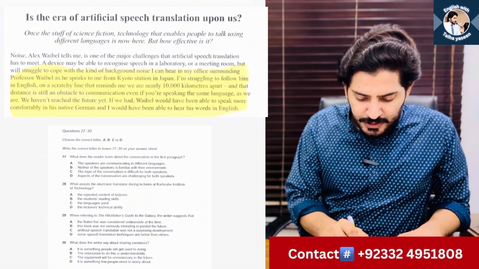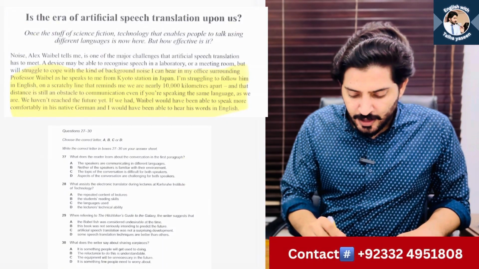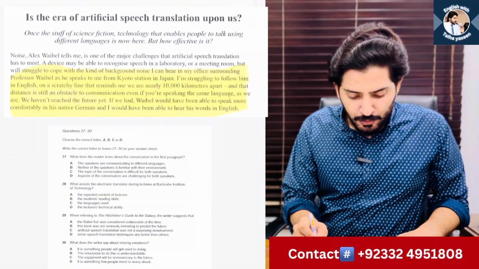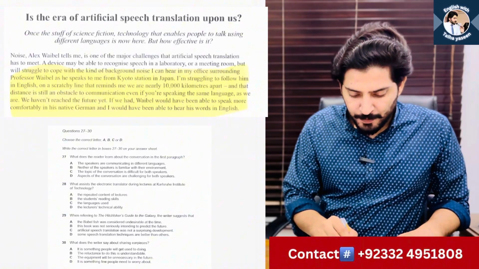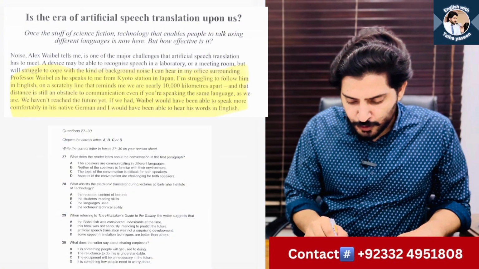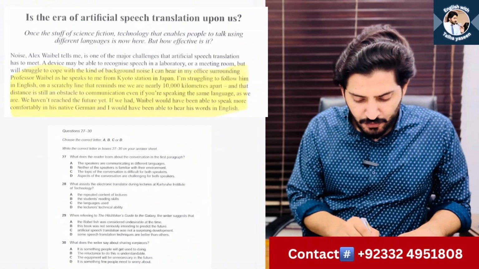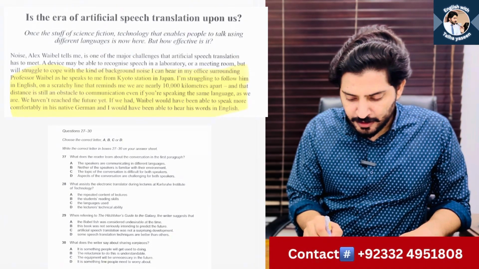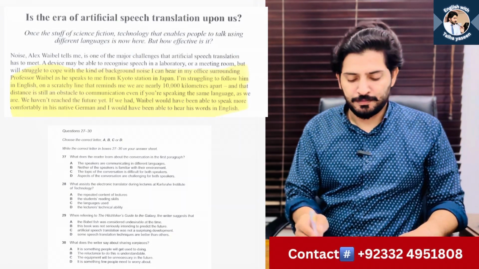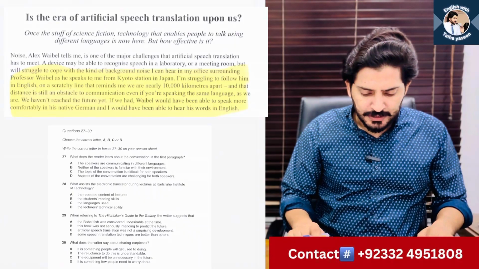Distance is still an obstacle to communication even if you are speaking in the same language. We haven't reached the future yet. If we had, Waibel would have been able to speak more comfortably in his native German, and I would have been able to hear his words in English. Let's look at the options.